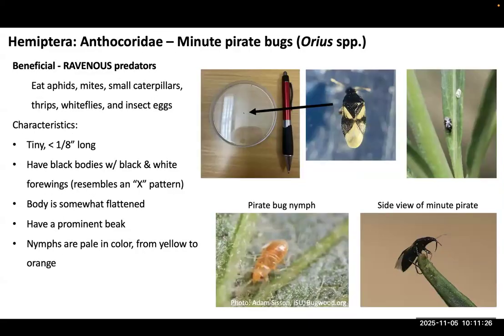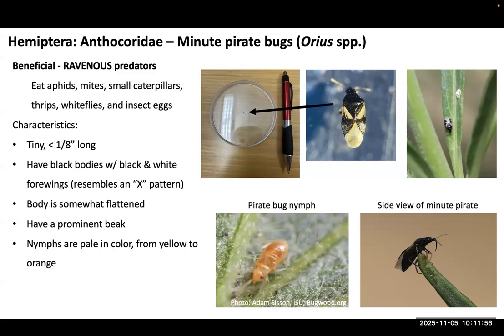All right, now my new pirate bugs. These guys, and Vince had mentioned, sometimes the beneficials bite me. And yes, sometimes they can, because they are very ravenous. They are looking for prey to eat, and this is a really great example of one of our good guys that just eats a lot of little pesky insects. So this is a minute pirate bug, or Anthocoridae is the family, Aureus is the species, or the genus name.